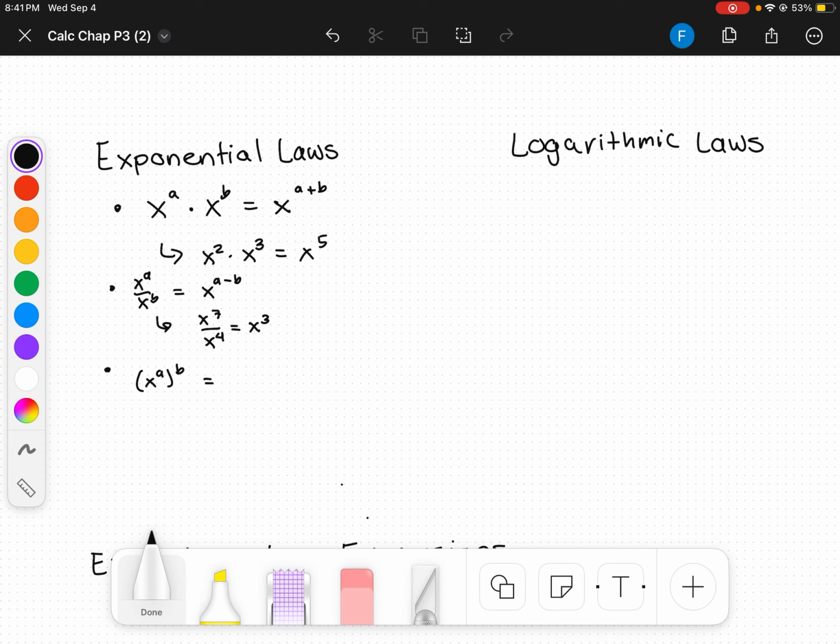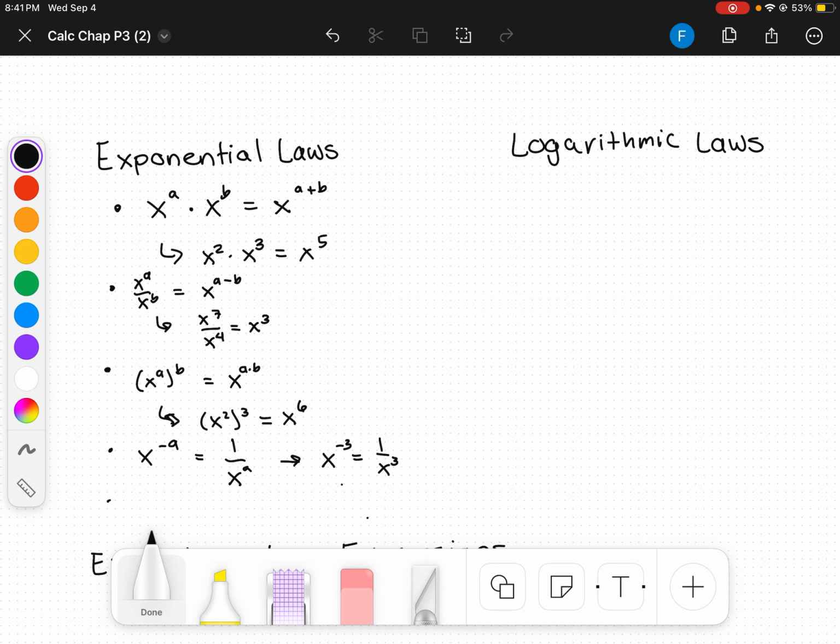If I have x to the a and all that's raised to the power of b, you guessed it, I just need to multiply those exponents. Our little example here would be x squared and then raise that to the power of 3. That's going to give us x to the 6th. I have a few more for you. If you ever have a negative exponent, I can rewrite that as 1 over x to the positive a, okay? So for instance, if I have x to the negative 3rd, I can rewrite that as 1 over x to the 3rd, all right?